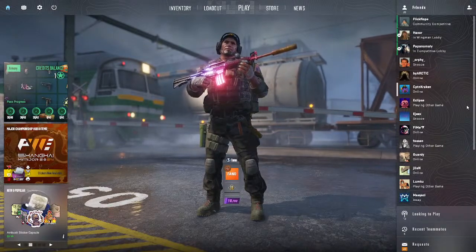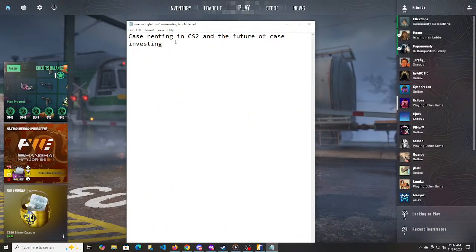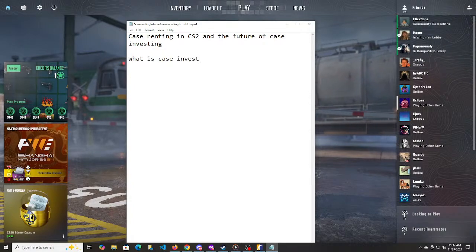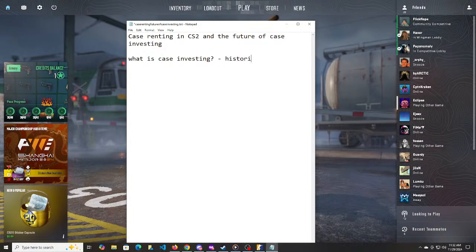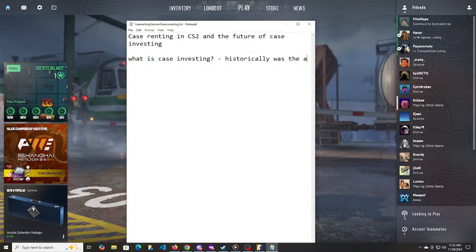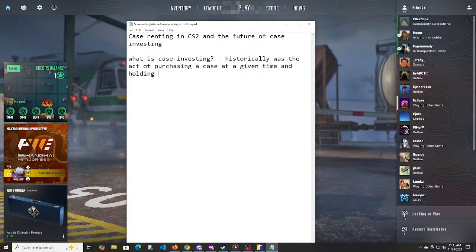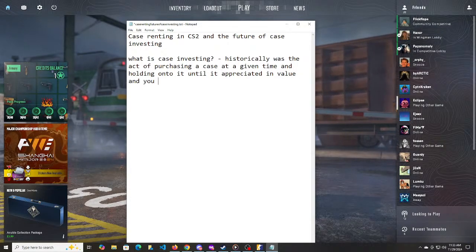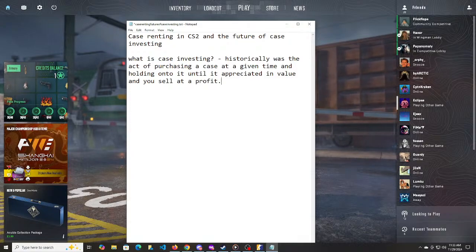So, with that being said, like I mentioned, today's topic, case renting in CS2 and the future of case investing. So, what does this mean for us case investors? So, first, I guess to start, what is case investing, right? What is case investing? So, case investing historically was the act of purchasing a case at a given time and holding on to it until it appreciated in value and you sell at a profit. That is case investing altogether.